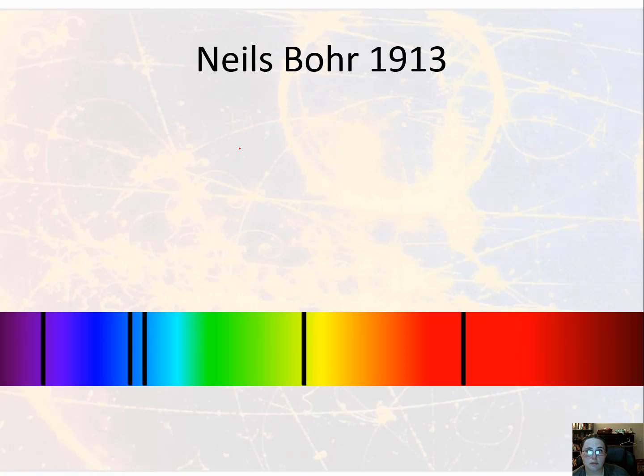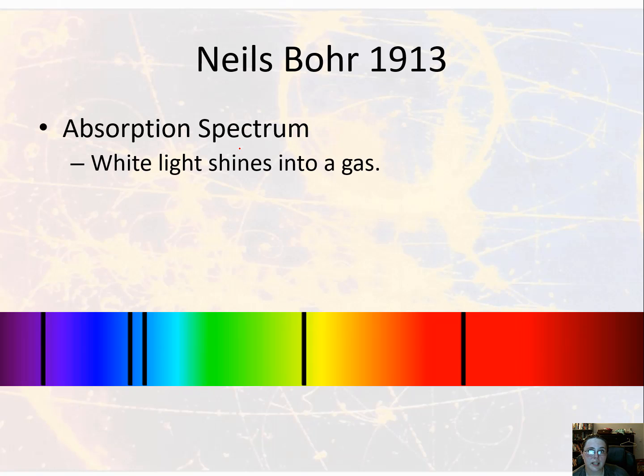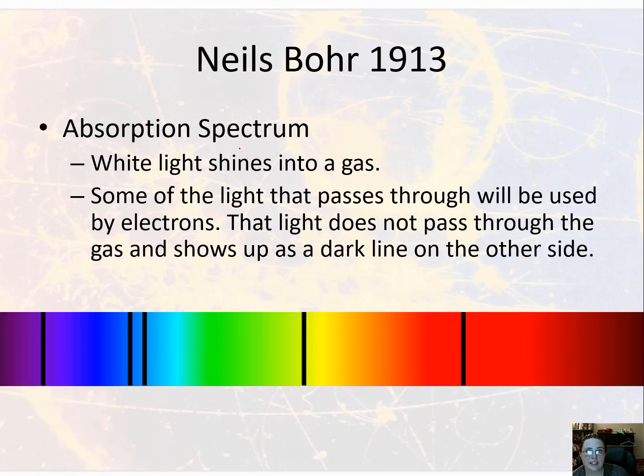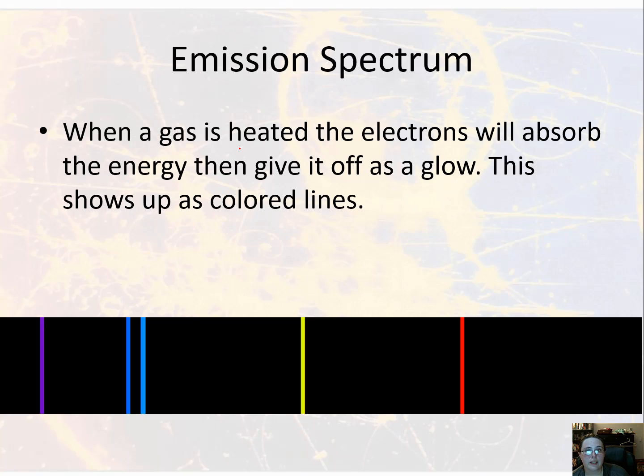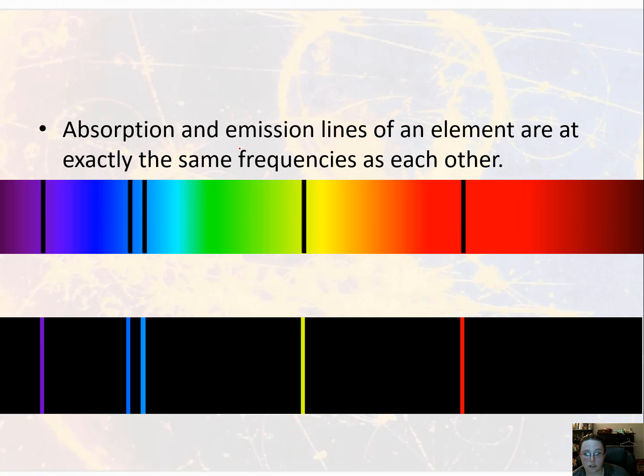And that leads us to Niels Bohr and those specific colors. He came up with the absorption spectrum. He realized that when white light shines into a gas, it gets excited. Some of that light passes through and will be used by electrons. That light does not pass through the gas. It shows up as a dark line on the other side. And when gas is heated, it gets excited and the electrons will absorb the energy, then give it off as a glow. This shows up as colored lines.